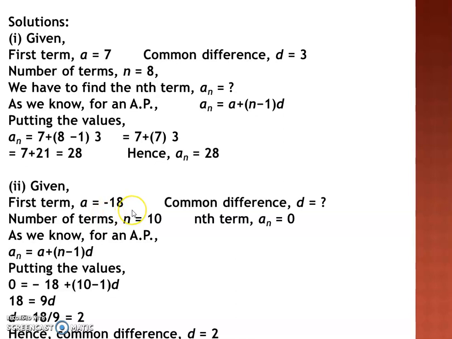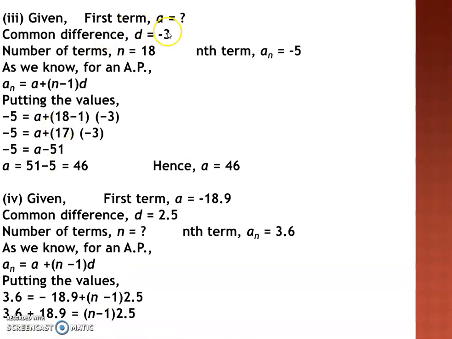In the next one, a is given as minus 18, common difference is not given, but number of terms is 10 and nth term, that is a10, is 0. So you will just substitute in this given relation. An is equal to a plus n minus 1 d. So 0, that is nth term, is 0, it is given. So 0 is equal to minus 18 plus 10 minus 1 d, or 9d. So with that you will get common difference as 2.